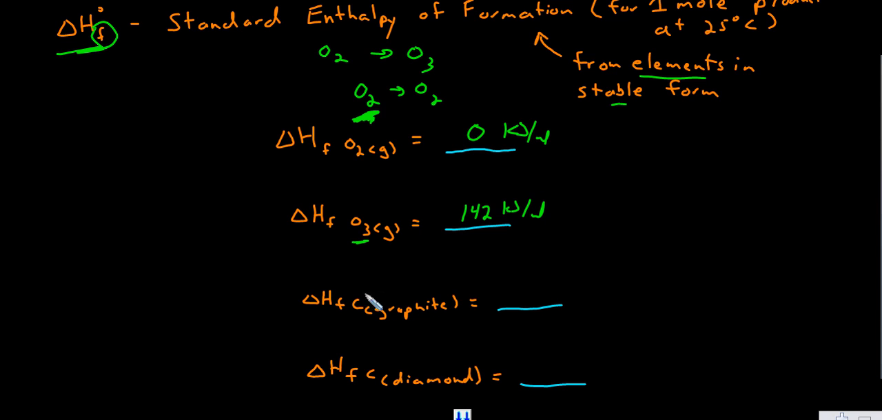What's the heat of formation of carbon in its graphite form? Well, the normal standard form of carbon is graphite. So to form carbon in its graphite form involves no change, so it's 0 kilojoules per mole for that. But what about to form diamond? Well, diamond is not the normal stable form of carbon. Graphite is. So that actually does involve some heat transfer, 1.90 kilojoules per mole.